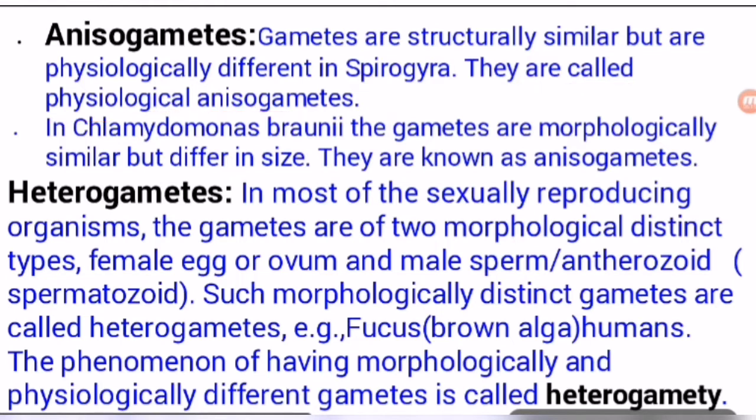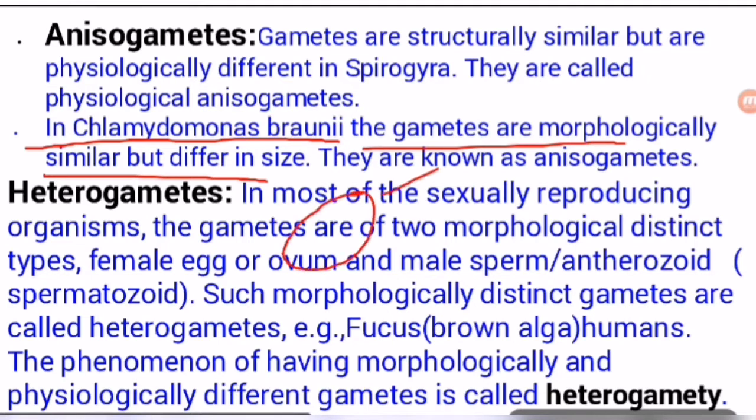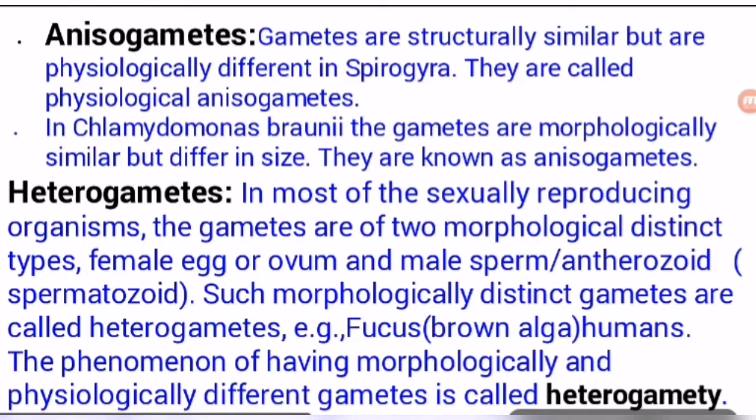So let's discuss Chlamydomonas brunei. What is this? This is the category, or this is the algae. The gametes are morphologically similar but differ in size. So morphologically they may be similar but the size may be different. One is small and one is larger. So these types of gametes are known as anisogametes.